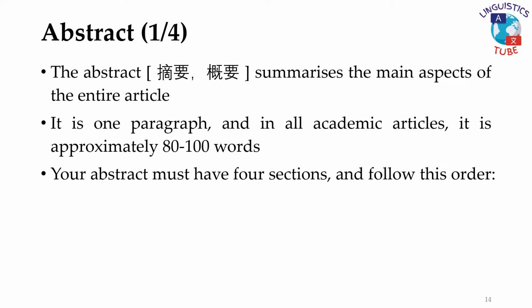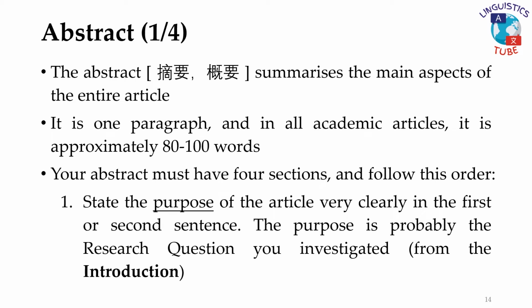Thus, the purpose of the abstract is to allow the reader to decide quickly whether the article is relevant to his or her interests. This means that the abstract must be as attractive, efficient, and systematic as possible in order to encourage the reader to continue reading your paper. Abstracts always have the same 4 sections and use the following order.